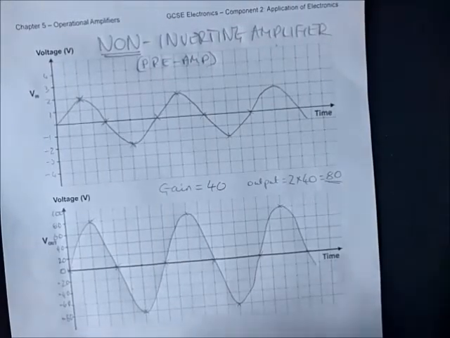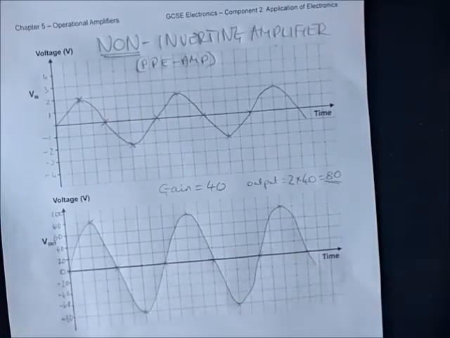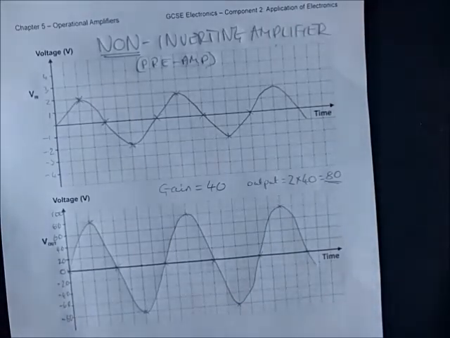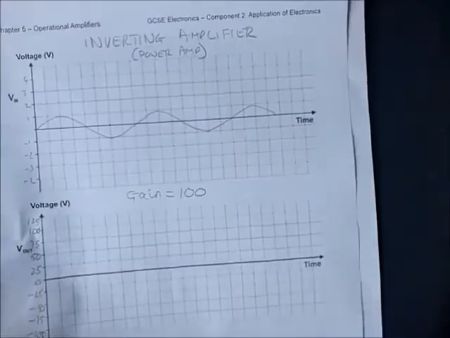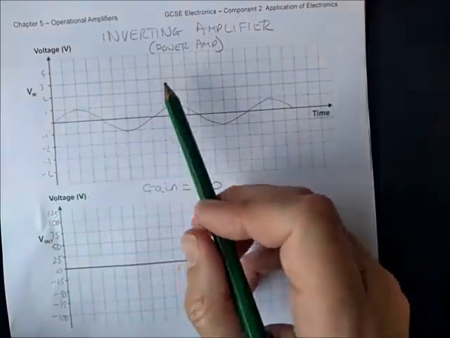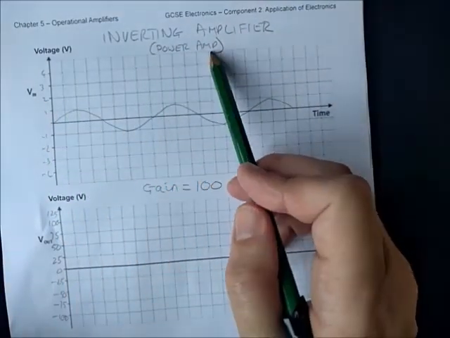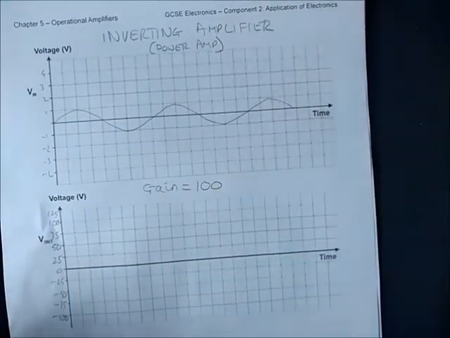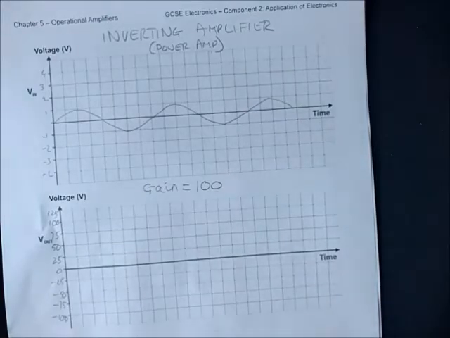The second type of amplifier that we use is called an inverting amplifier, and we use it as a power amp. So I'm going to go through that at the moment. So this would be the graph of the input for an inverting amplifier or a power amplifier. So this is something that you could use with a guitar, or you could use after a preamplifier.